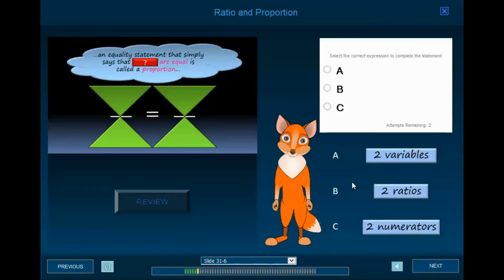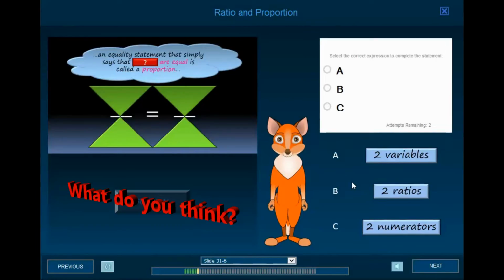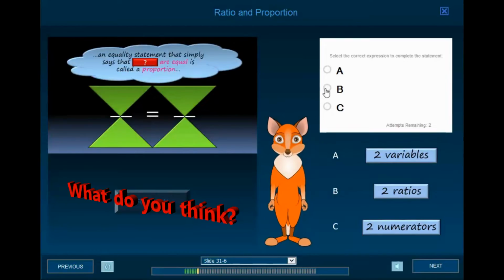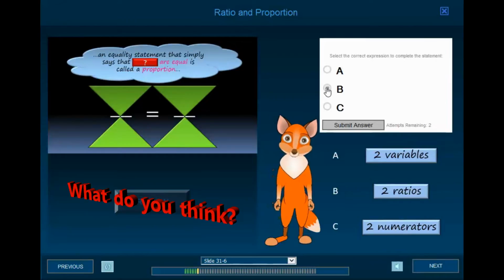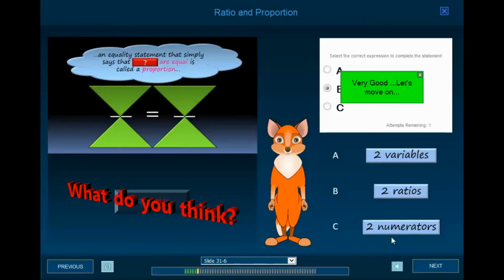An equality statement that simply says that two ratios are equal is called a proportion. Good work. Answer choice B.